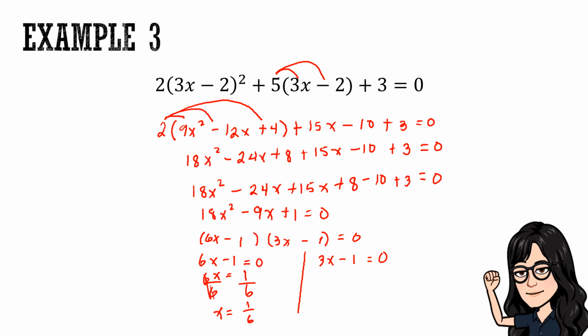The second factor, 3x minus 1 equals 0. Again, let's apply the addition property of equality. That's why we have 3x equals positive 1. Eliminate 3. That's why we divide both sides of the equation by positive 3. That's why x is equal to 1 over 3.